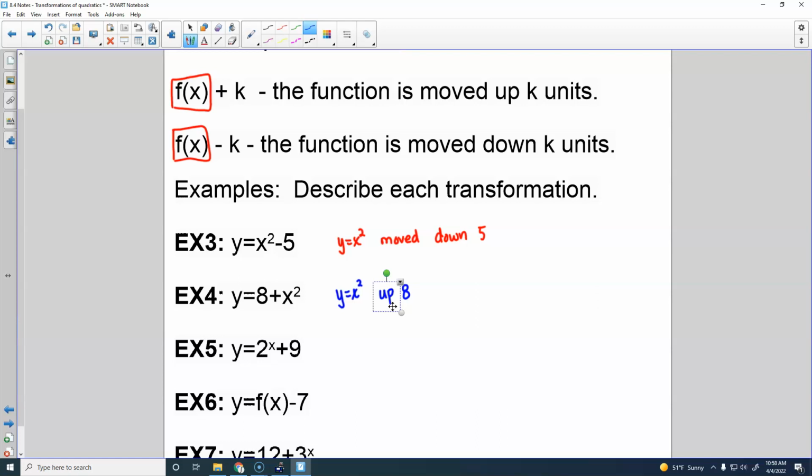Now, number 5, my equation that I'm dealing with is not x squared. I don't have an x squared. What is what we sometimes call the parent equation? 2 to the x power. 2 to the x power is how we say that. And what has happened to 2 to the x power? It has moved up 9. So that would be an exponential function. Remember those exponential functions look like this? We talked about exponential growth. It would shift that up 9.